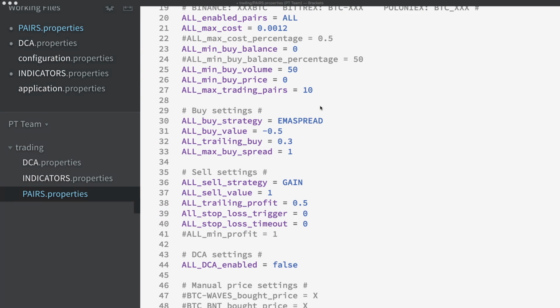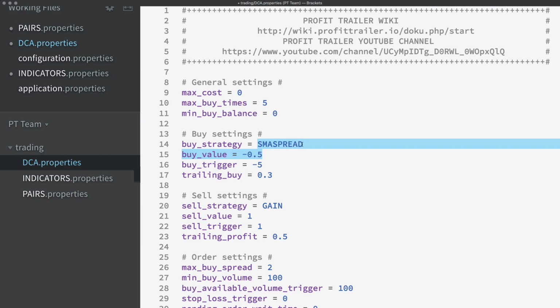So we have an idea how to set this up for our pairs file. Why don't we take a look at DCA. And we have the same kind of setup, except now we have a buy trigger. So we have the SMA spread and EMA spread. And you have your buy value. It's going to behave the same way only after the buy trigger is met.